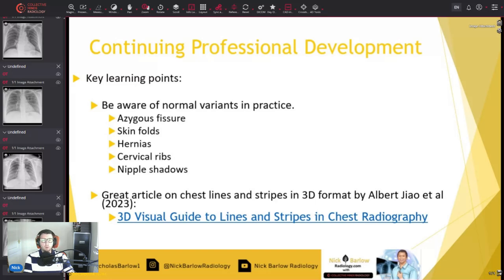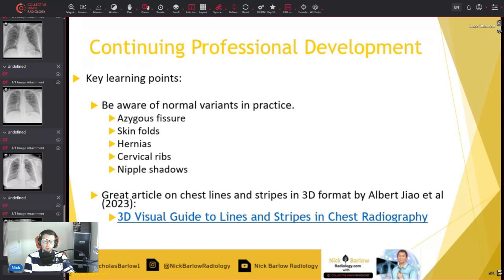The main normal variants in practice, I would say, to be aware of are the azygos fissure, because you see these quite a lot. Skin folds, because you don't want to mistake those for pneumothoraces. Have a look out for hernias or things that might simulate hernias. So we saw that example with the breast there. And look for the cervical ribs, because you're not focused on that bony anatomy. You're looking at the lungs and the heart, and it's easy to miss those things, but actually down the line, it could have some significance for the patient. So really important to check for those.